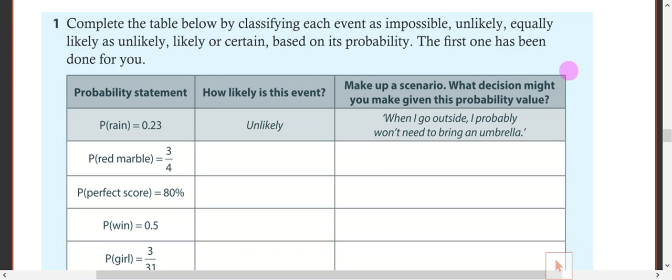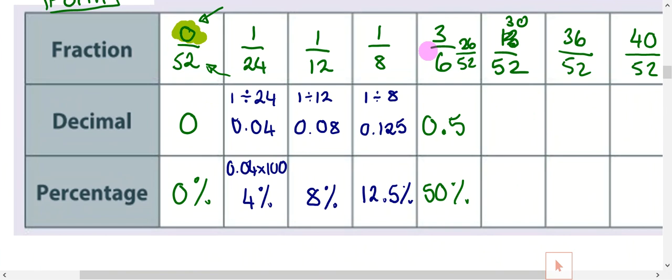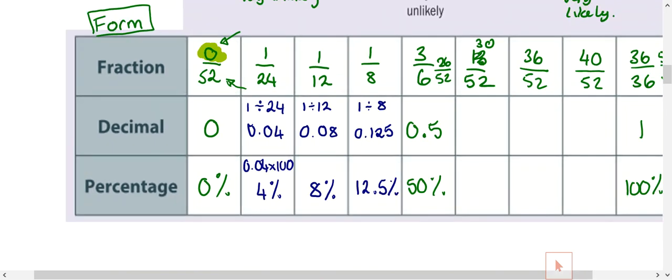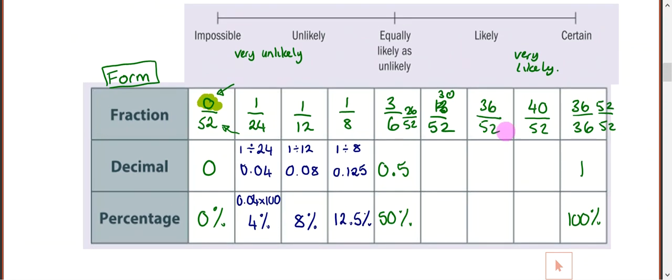Now, this follows on from the task we finished. Let me just scroll back up. We finished this, didn't we? Yeah. And you were filling in the gaps for changing fractions to decimals. But you already have some examples and some thoughts about how the fraction goes from very unlikely through to very likely. And we decided that if the gap between the numerator and the denominator is big, if the numerator is a lot lower than the denominator, it meant it was unlikely, right?